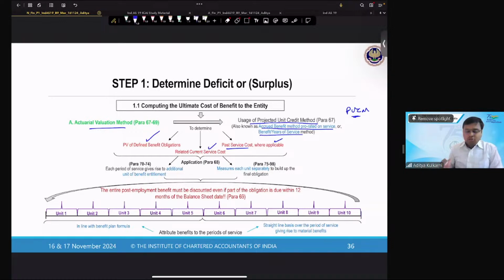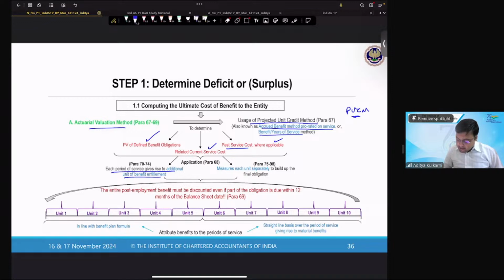Okay. So what is the understanding? Sir, each period of service gives rise to an additional unit of benefit entitlement. My lady has worked for the organization for the first year. She is entitled to 7,50,000. That is 1 unit. She worked for the second year. She is entitled to an additional 1 unit. That is totally 2 units. That is an additional 7,50,000, totally 15 lakhs. Are you able to understand? Yes.